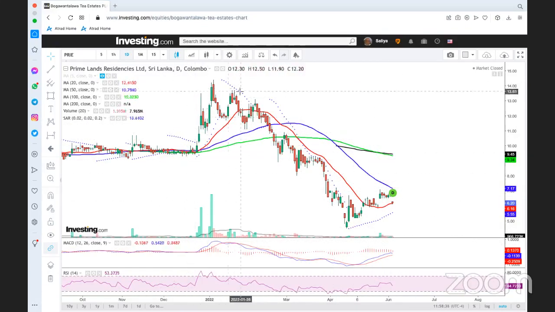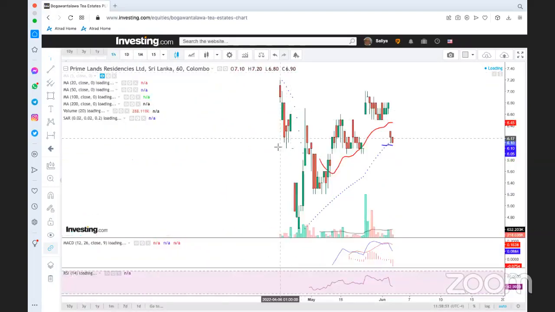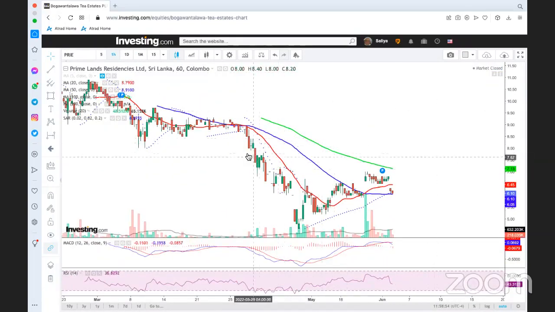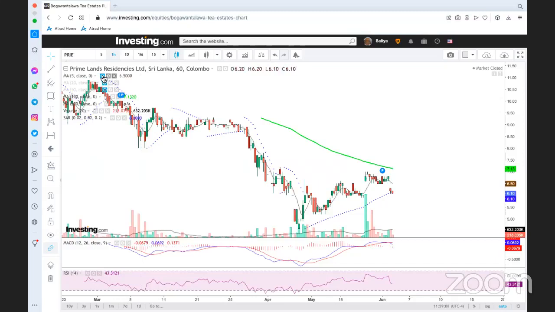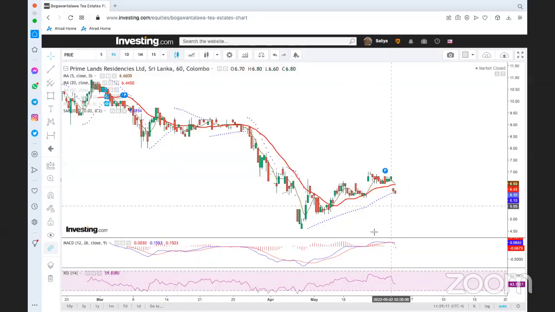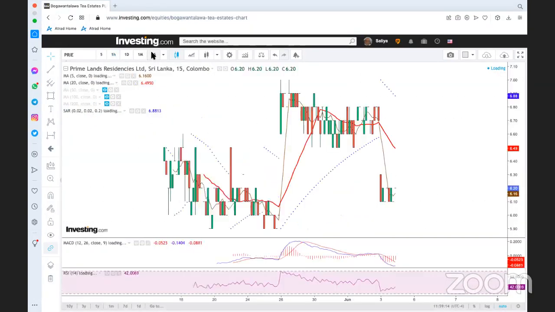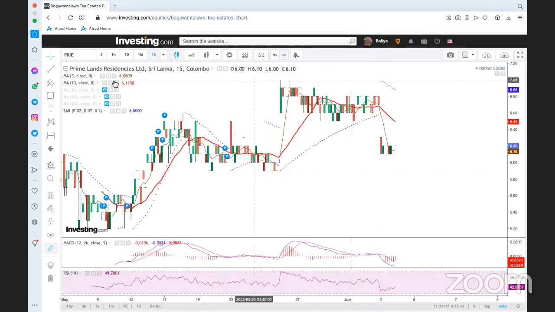Based on the 20-day moving average and the high-low formation, you can use the shorter time frames, and when the shorter time frames are bullish, you can make use of that opportunity, right? As far as the 1 hour chart, you can see that it is not bullish. It's not bullish on the 1 hour chart. If you take the 15 minutes, also the same story.